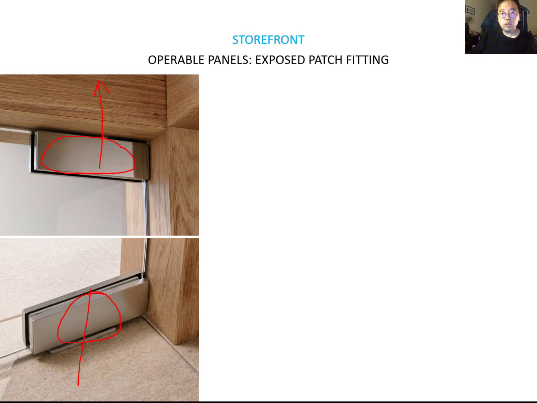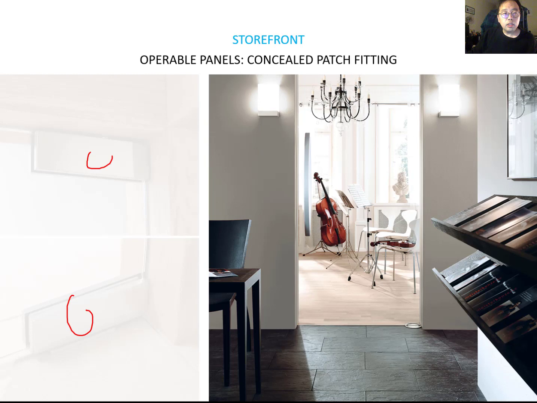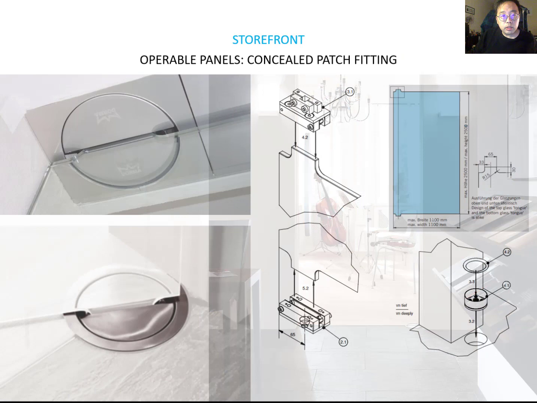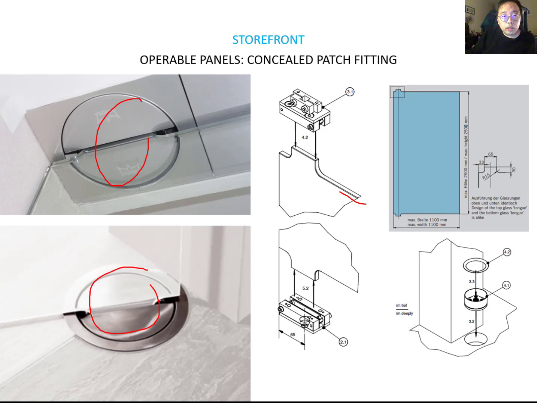However, if you don't want to expose the patching outside, you can totally recess the patching here. You can only see the glass here. But where is the patching, and how does it work? You can see the actual patching accessory, the bottom and top. It'd be better to see here: the patching at the top and the patching at the bottom. And this is a glazing system, looks like this one.